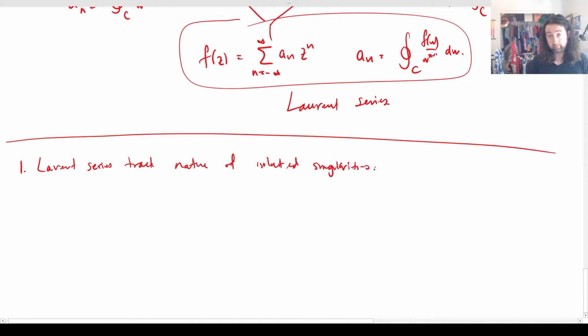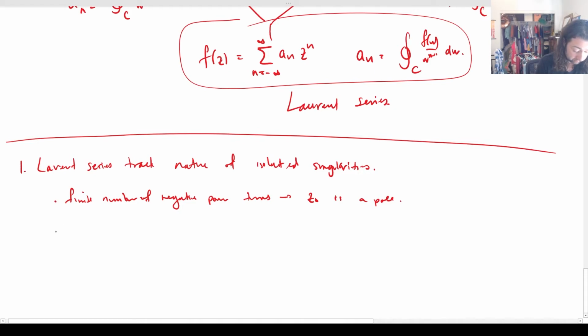What do I mean by that? I mean, if a sum has a finite number of terms that have negative powers, then you have a pole, and the highest power that appears in the negative part tells you the order of the pole. Finite number of negative power terms means z naught is a pole.